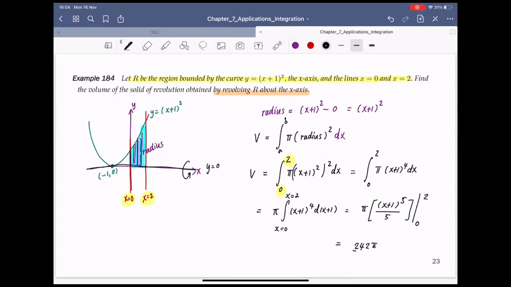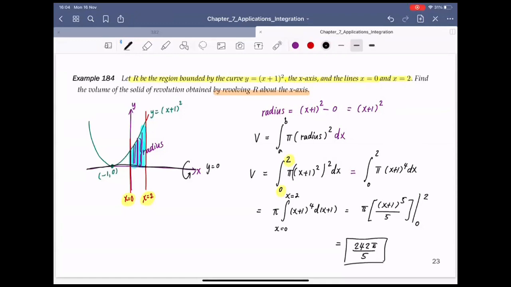242 pi over 5. All right. Sounds good. Any questions? Good, right? You can see this is pretty similar to the previous section, but the cross sections are circles. That's it for this method.